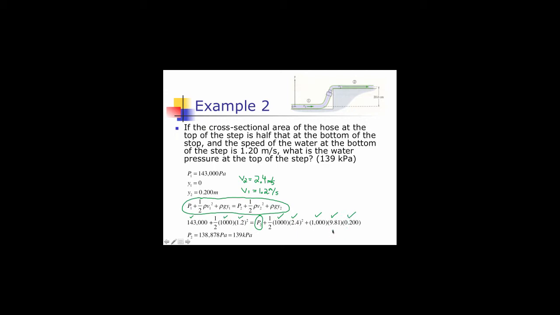Now again, I use 9.81. You certainly can use 9.8. And what I get for pressure 2 is 138,878 pascals, which, if I use sig figs, is 139 kilopascals.